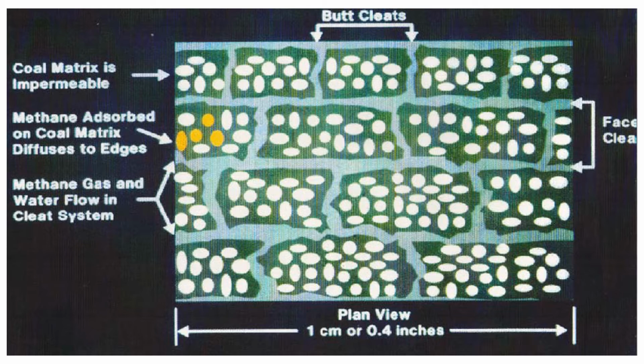So coal matrix is impermeable actually. Methane adsorbed on the coal matrix diffuses to edges. Methane gas and water flow in the cleat system. So face cleats play a major role in diffusing and displacing methane gas towards the wellbore. So butt cleats in stage 2, like desorption from internal surface should start.